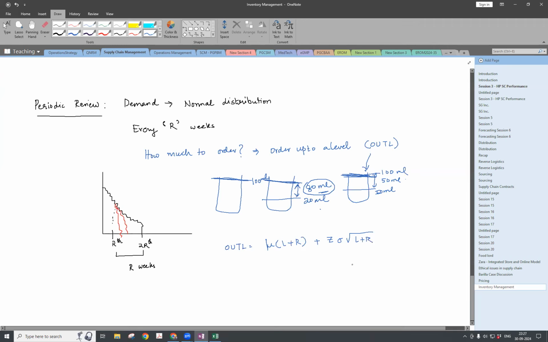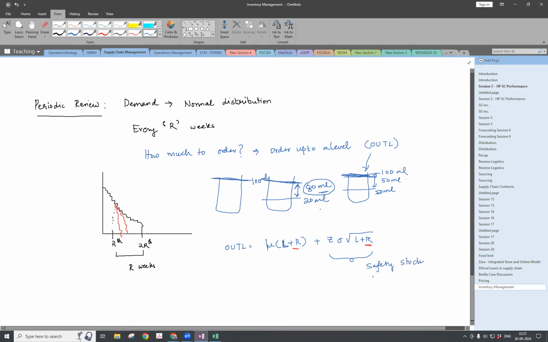Now, if you recollect, a similar kind of formula was there for the reorder point in continuous review, except that there the formula was mu into L and Z sigma under root L. Here, the new thing that got added is this plus R, right? In the same way as Z sigma under root L was the safety stock there, in the periodic review, Z sigma under root L plus R is the safety stock.